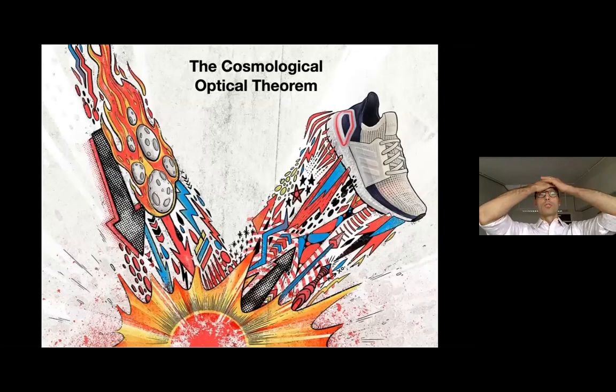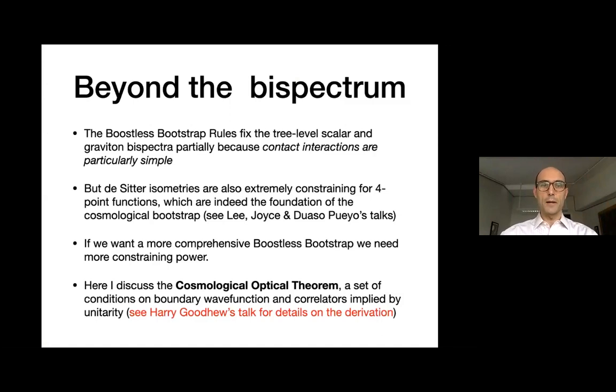New topic. So we need more power. These rules are not enough to go to 4-point functions. And so what we derive here are the generic consequences of unitary time evolution on the boundary correlators. You might complain that so far it was all simple because it was contact, and so now I'm going to provide some more ammunition to tackle correlators that have exchange diagrams, which are much more complicated.